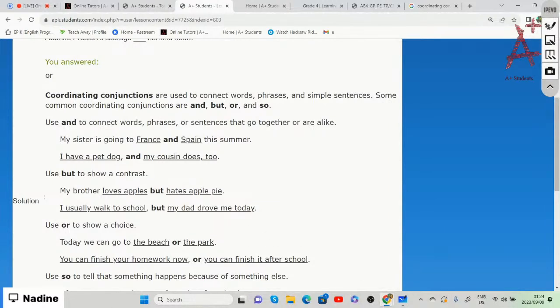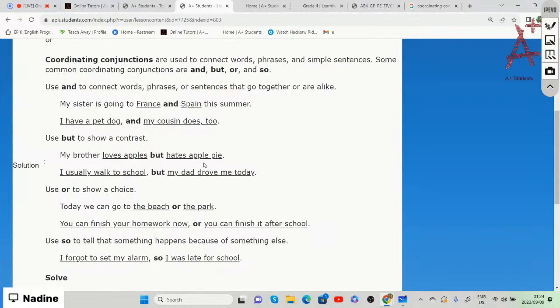Coordinating conjunctions are used to connect words, phrases, and simple sentences. Some of the common coordinating conjunctions are and, but, or, and so. Remember, we said that there are actually 7 coordinating conjunctions, but the most common ones that we mainly use are these 4: and, but, or, and so. These are the ones that are more commonly used, and especially appropriate for the age group or the grade group.